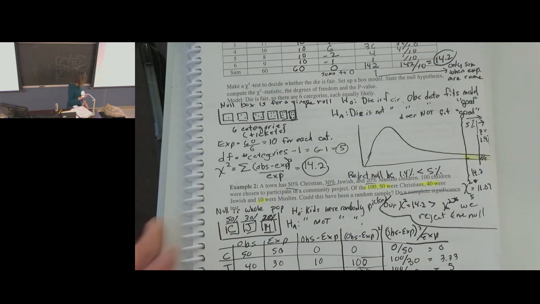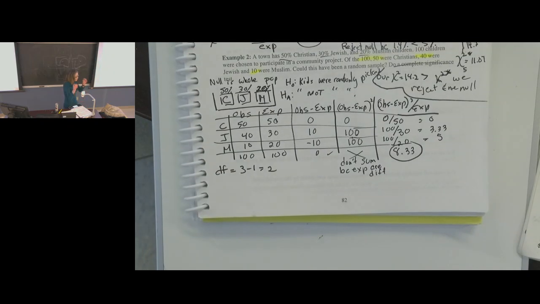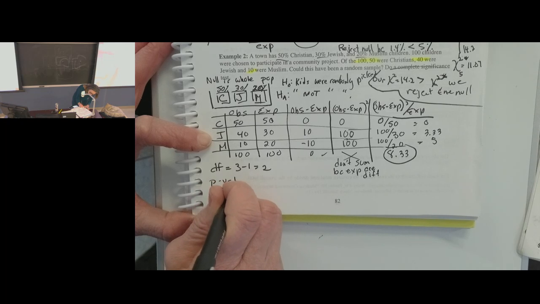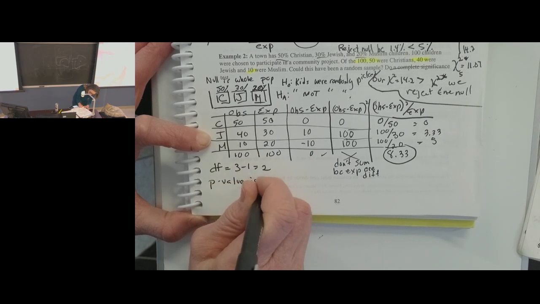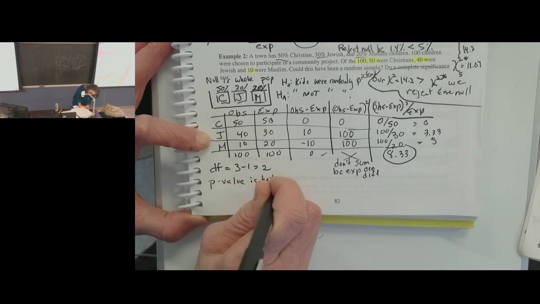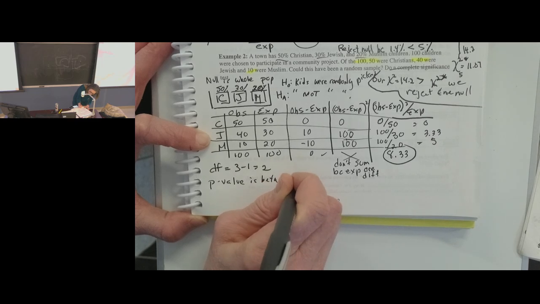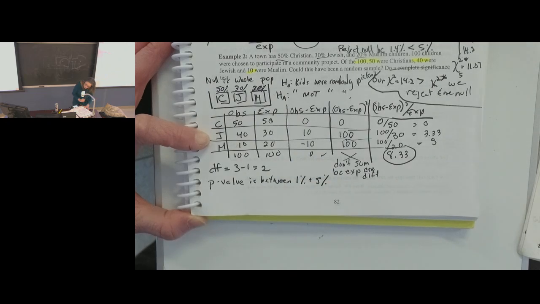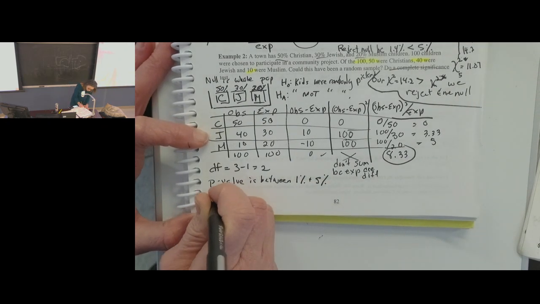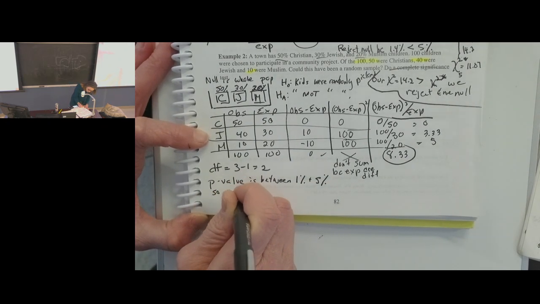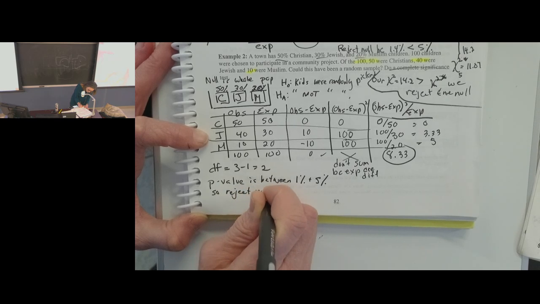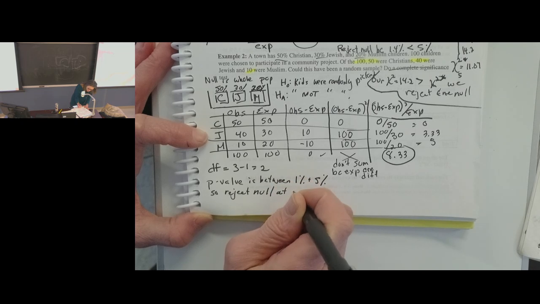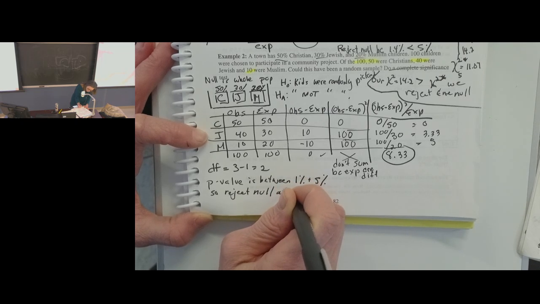So let's write that down. So p-value is between 1% and 5%. That's all we know from that table. So we'll reject the null at 5%, at significance level 5%. Okay?